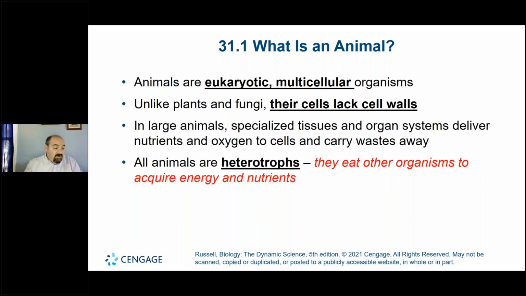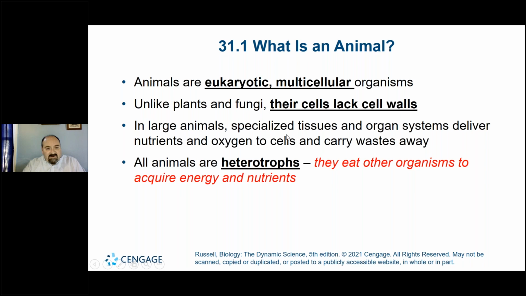Animals are eukaryotic organisms. So we have cells that have membrane-bound organelles and a nucleus containing the genetic material for the cell. They are multicellular organisms, so we're not talking about a unicellular organism, but about multiple cells comprising the animal structure. Unlike plants and fungi, animal cells lack cell walls, so that's another difference. We have a plasma membrane that encompasses the contents of the cell, comprised of the cytoplasm, the organelles, and the nucleus.